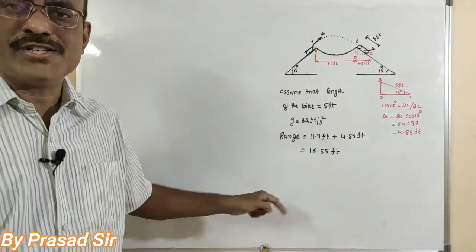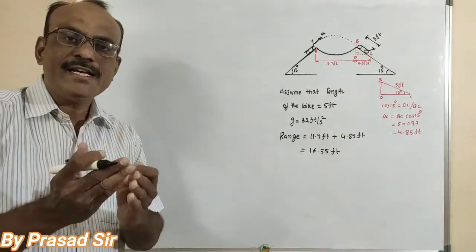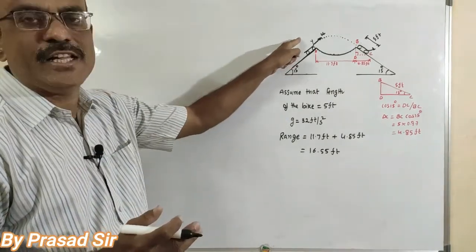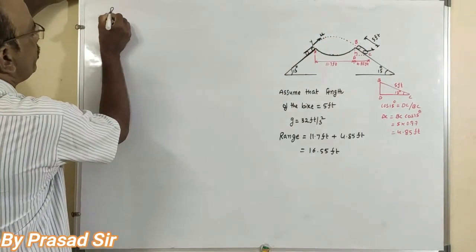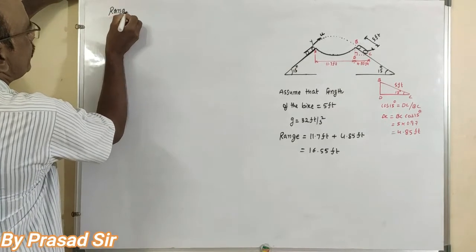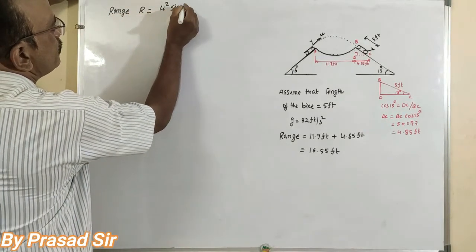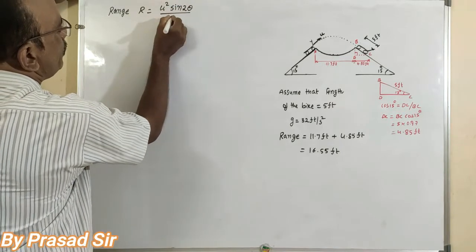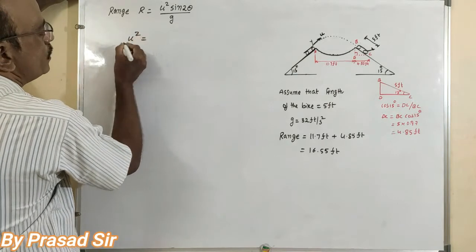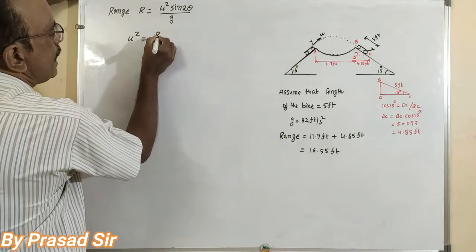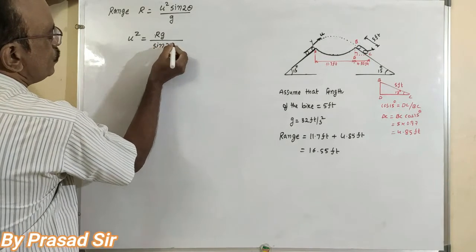This is the range. But what we want to calculate is the velocity. So to calculate the minimum velocity for the bike to cross the ditch, first of all we will write the formula for range. Range R is equal to u square sine 2 theta divided by g. But I want to calculate u, so u square is equal to R into g divided by sine 2 theta.